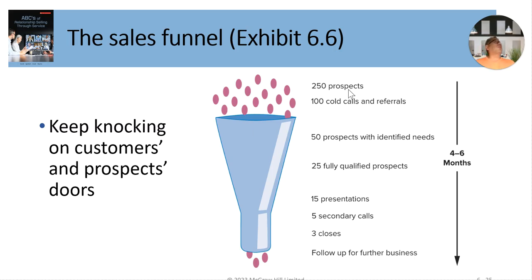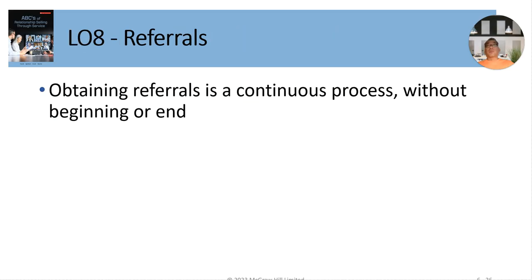There are 250 prospects that I did in the past. I think I have a list of 100 fund managers, so I do cold calls, and referrals as well, but mostly cold calls. When I start, I prospect about 50 of them, and then fully qualified will be 25. Doing presentations, 15, visiting them. Secondary calls, number 5, and number 3 closes, and follow up for a further 4 to 6 months.